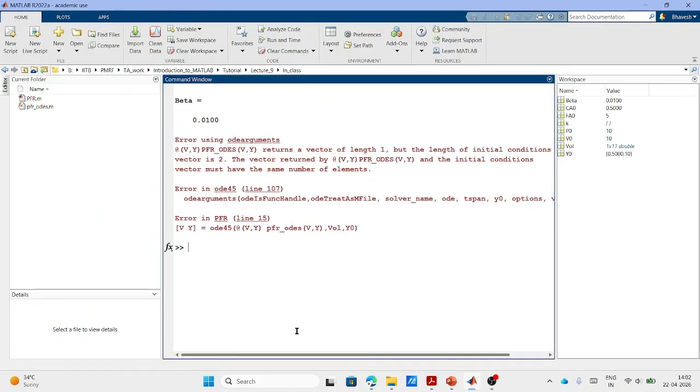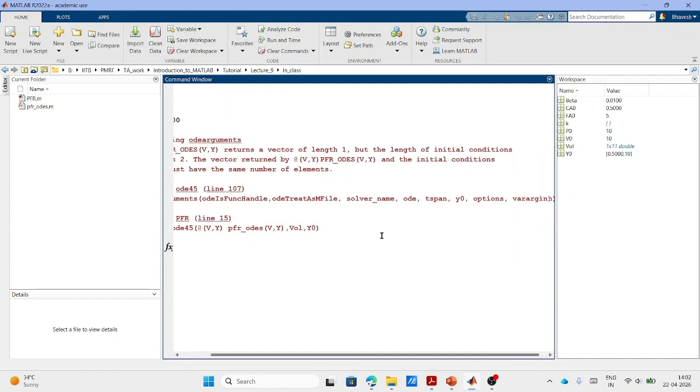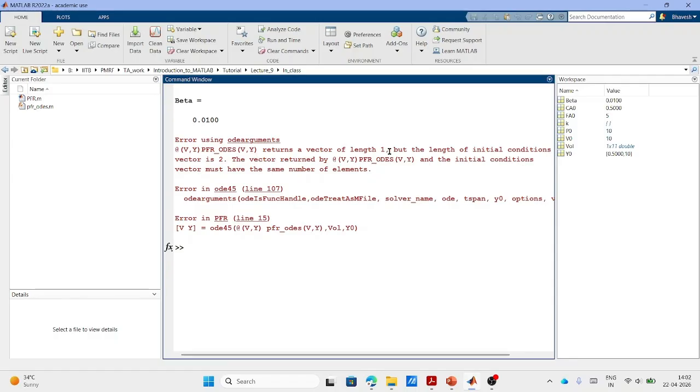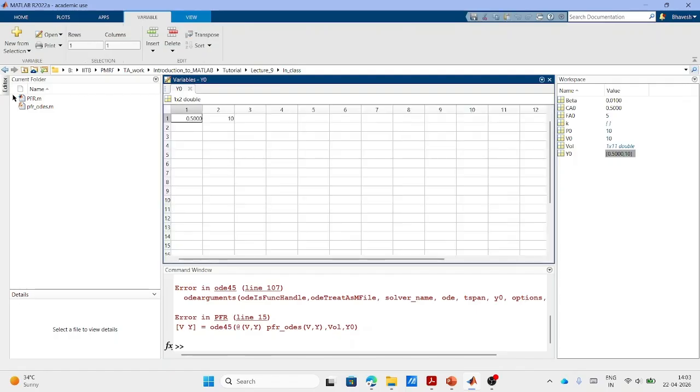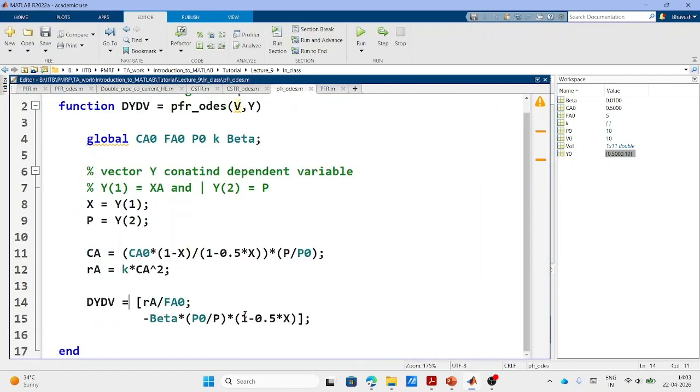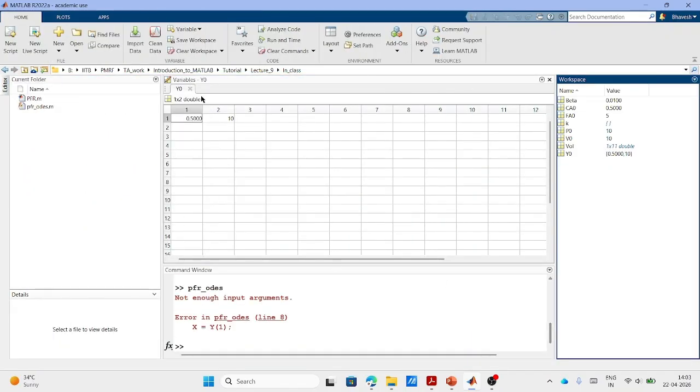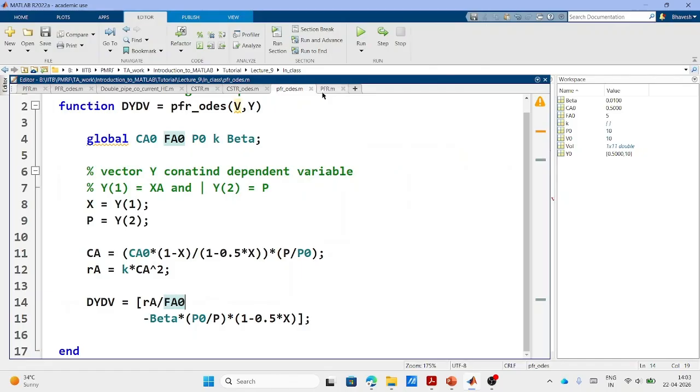I'm really sorry, why? PFROD returns a vector of length 1, but the length of the initial condition vector is 2. The vector returned and the initial condition vector must have the same number of elements. So my y0 is a row matrix, okay, and PFROD is a column matrix. Maybe that's why. Okay, now let's see. Not this one. This one. Okay.